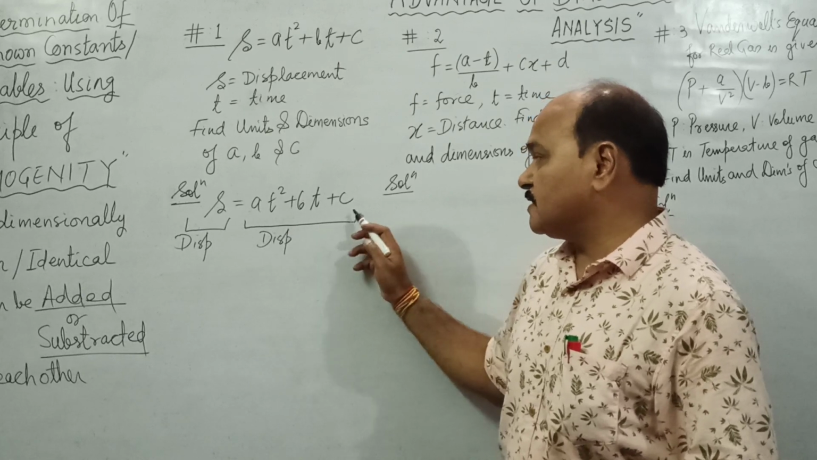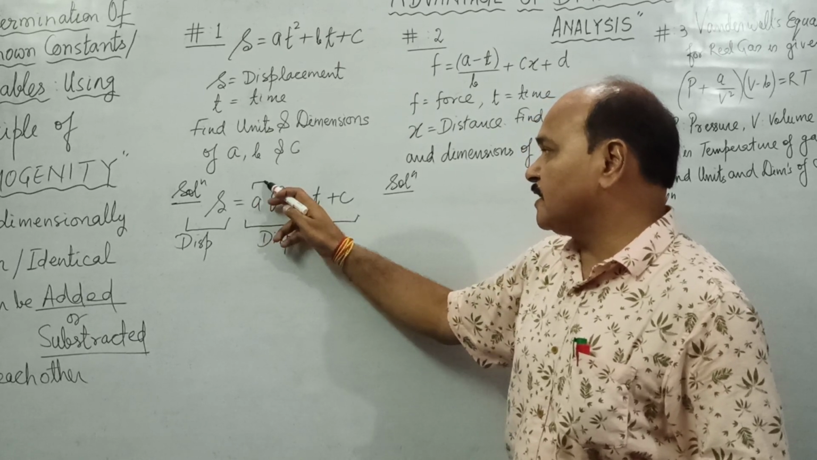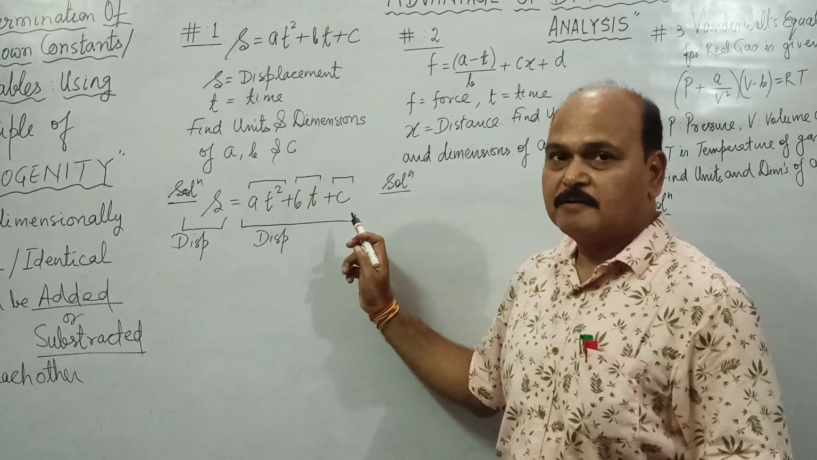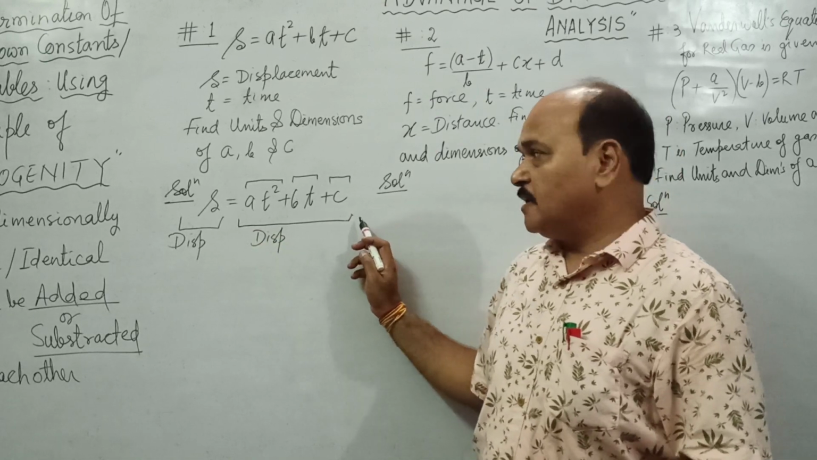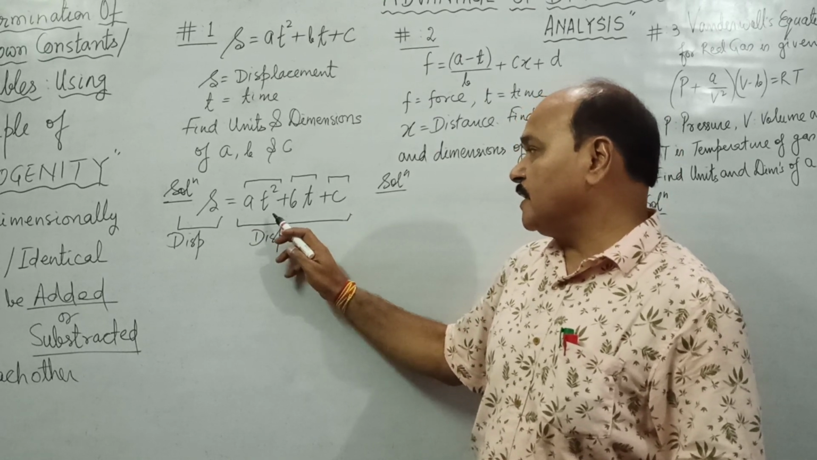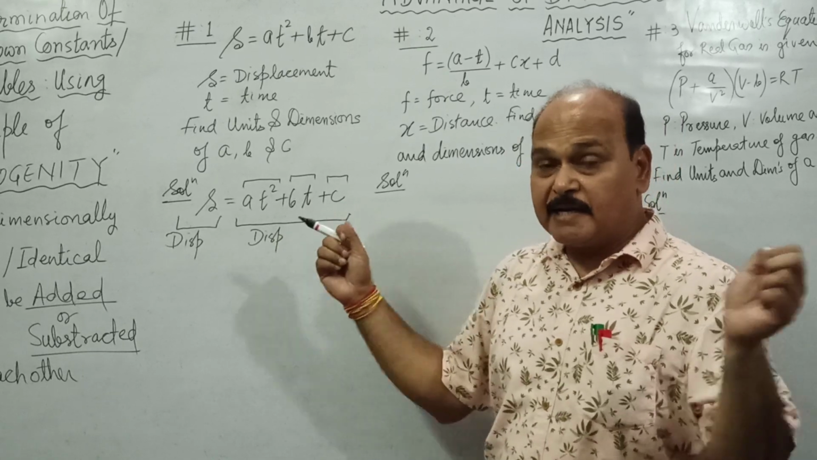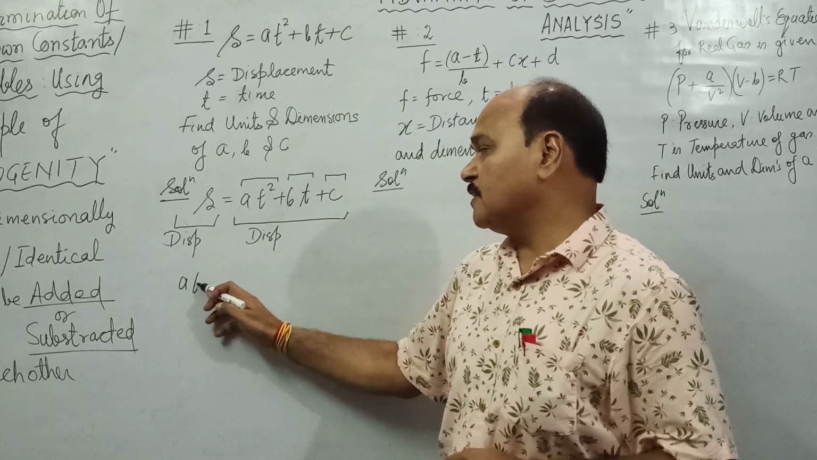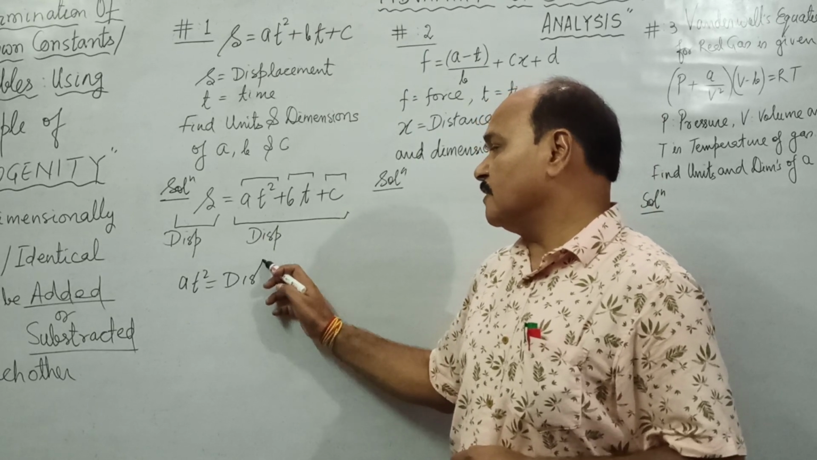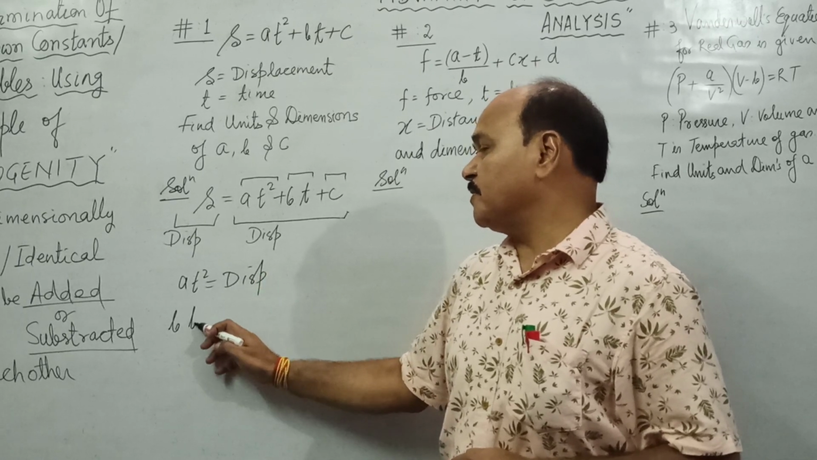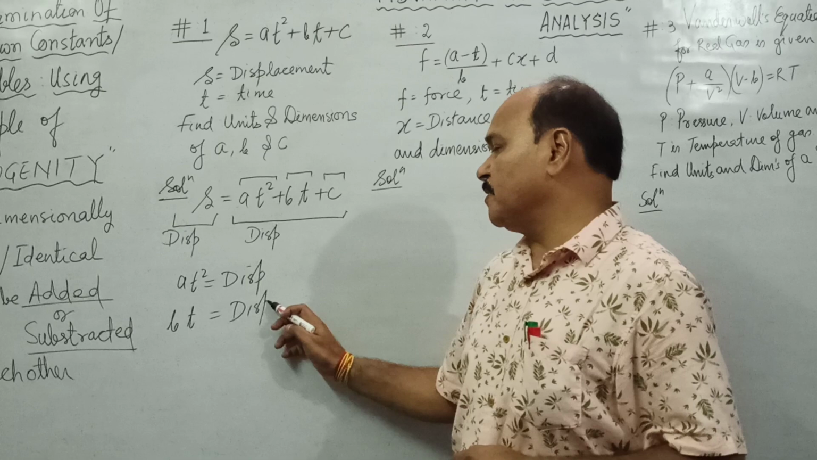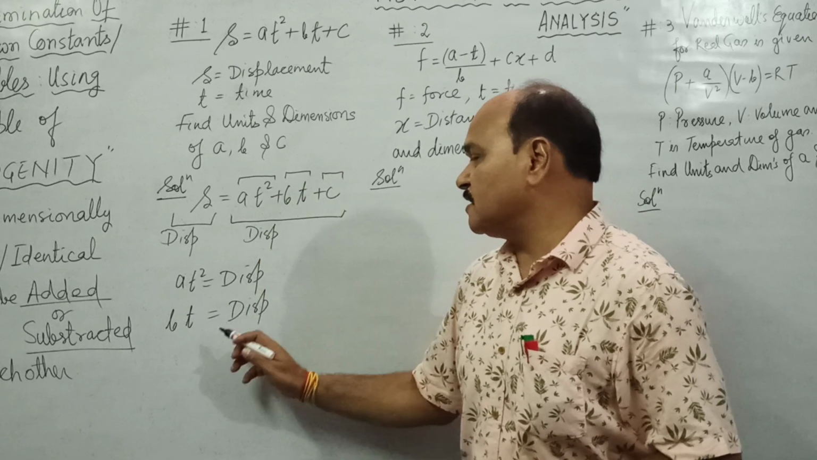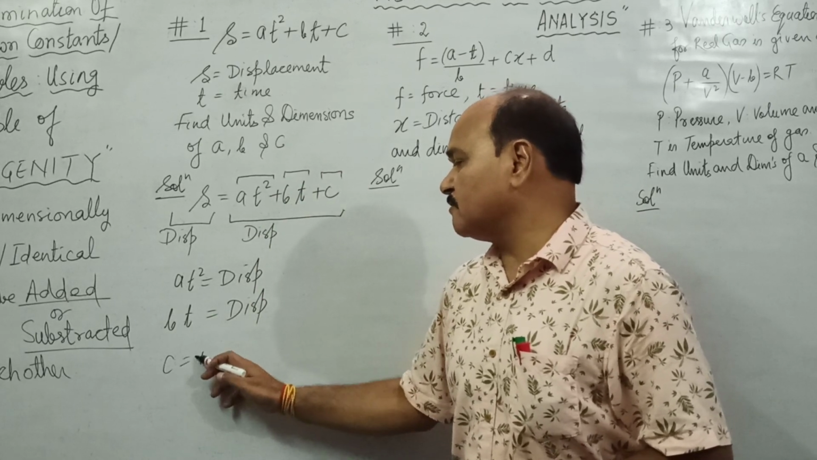Now, this right hand side, which is displacement, consists of three different terms added to each other. Whole quantity is displacement, and this displacement is made up by these three terms which are added to each other. That means these three terms individually have to be what? Displacement each. Why? It is simply because only displacements can add up to produce displacement. Therefore, AT square is displacement, BT is displacement, C is also displacement.